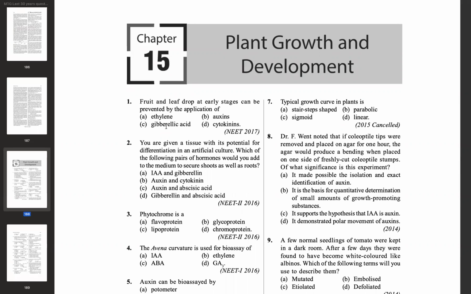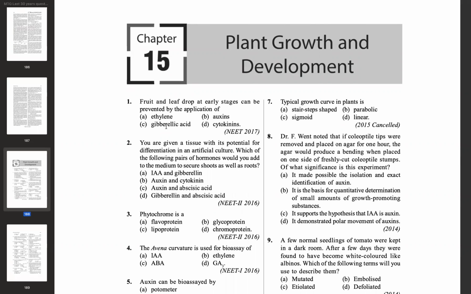So in case it was some grown plant, then you can probably change the answer to auxin and gibberellin. Tissue culture and cell division is happening, so it will be auxin and cytokinin. Always remember, whenever you're using a cytokinin, you also need auxin in an equal proportion. Okay, don't forget that in tissue culture.